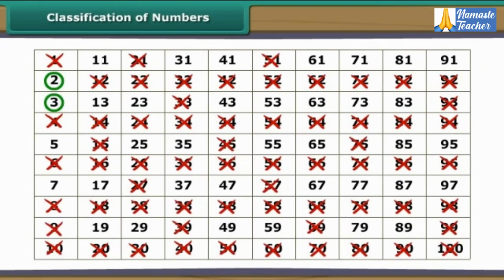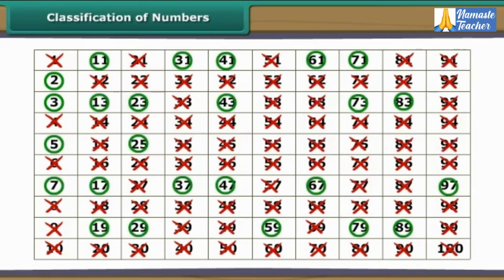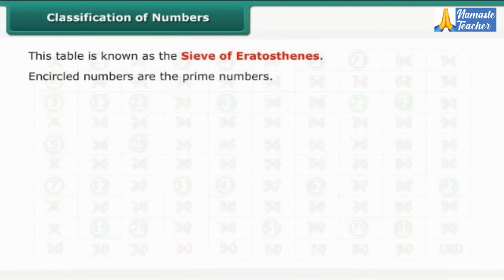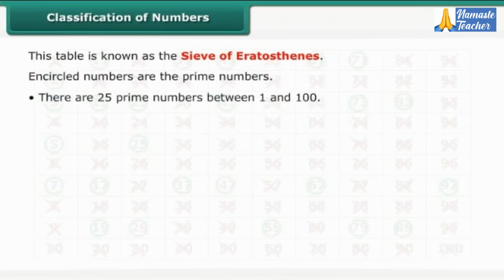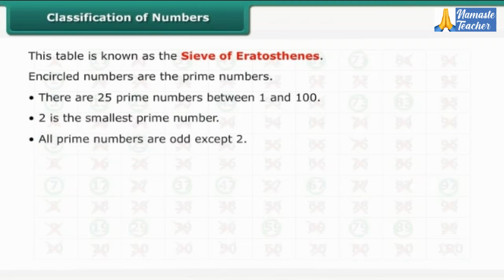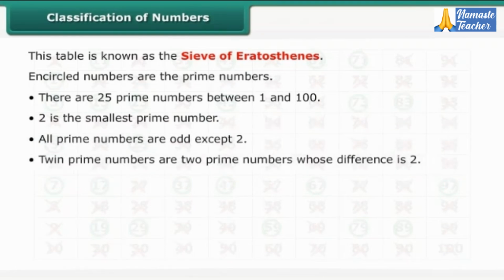We proceed till we have drawn a cross or a circle around all the numbers from 1 to 100. This table is known as the sieve of Eratosthenes. The encircled numbers are prime numbers. There are 25 prime numbers between 1 and 100. 2 is the smallest prime number. All prime numbers are odd except 2. Twin prime numbers are 2 prime numbers whose difference is 2.